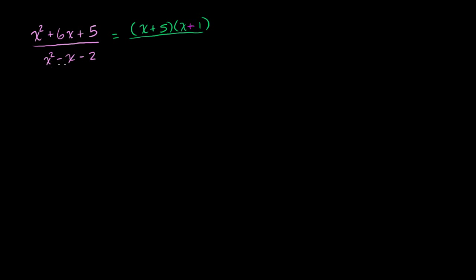And then our denominator: two numbers that multiply to negative 2 and add to negative 1. Negative 2 and positive 1 pop out of my head. So x minus 2 times x plus 1. So we have a common factor in the numerator and the denominator. These cancel out. So you could say that this is equal to x plus 5 over x minus 2. But for them to really be equal, we have to add the condition that x cannot be equal to negative 1.